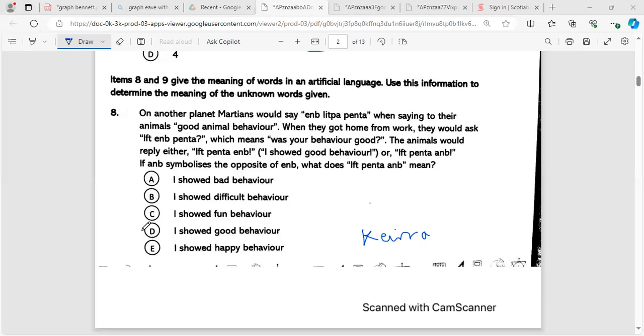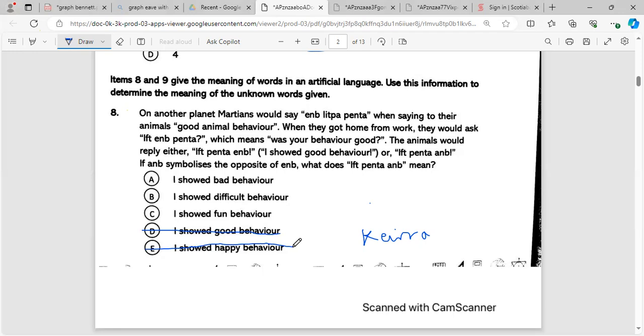Cross out D. Alright. Then E. Now, I showed happy behavior. Since it says if it symbolizes the opposite of envy, good and happy are the opposite. So you could take out E too. Because it says if E, yes sir. Okay.